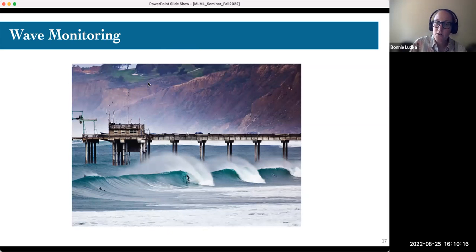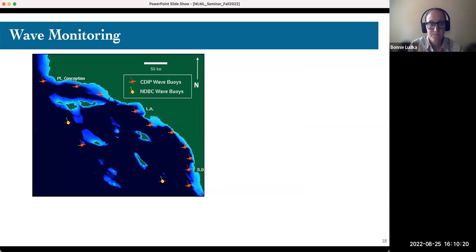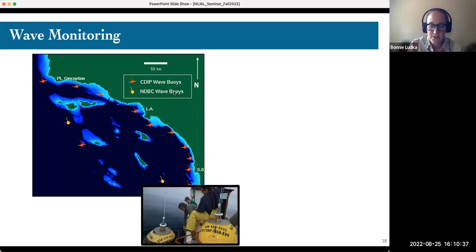But in order to understand what the sand levels are doing, we need to know what the waves are doing. So for wave monitoring, we use the CDIP buoy network, and this is a schematic of an example of how the buoys can be distributed in the Southern California Bight, where the red dots are showing the locations of the buoys. And these are what the buoys look like being deployed.